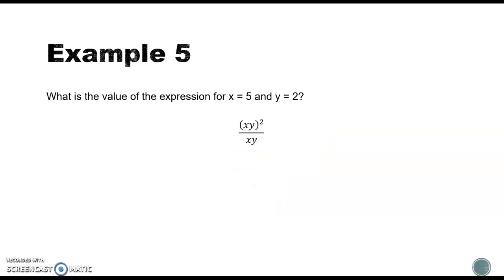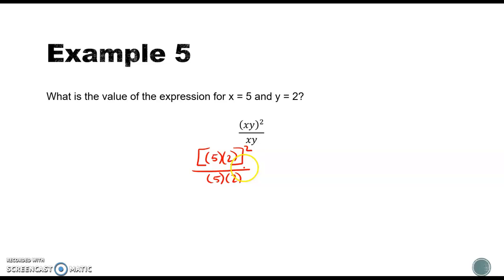All right, next example. What is the value of the expression if x is 5 and y is 2? Again, I'm going to use those parentheses. I'm not going to make the outside parentheses a bracket. I'm going to replace the x with 5 and the y with 2, and then I'm squaring what's in my bracket, divided by 5 times 2.